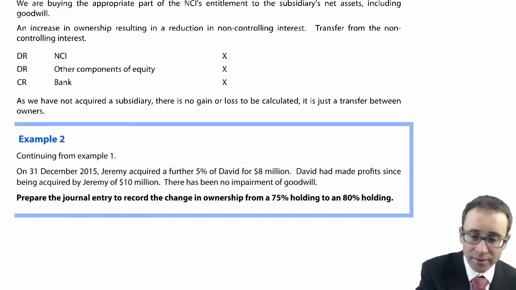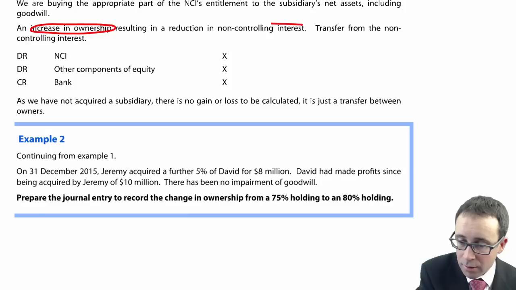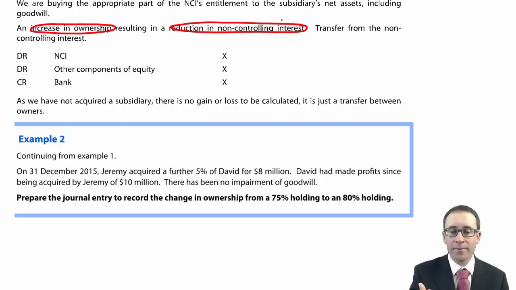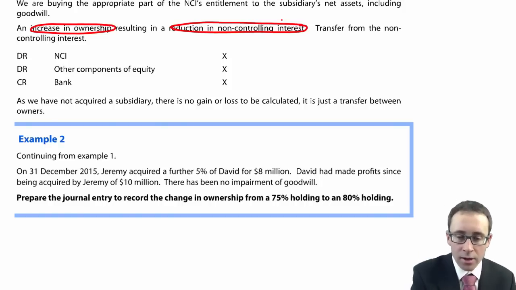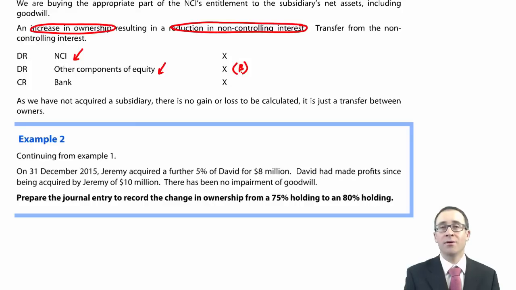Okay. So what we have here is an increase in our ownership, which gives a reduction in the non-controlling interest. So you credit the bank with the amounts that you pay. You then debit the non-controlling interest. And then you throw in a balancing figure, because what we pay might not necessarily be equal to the reduction in the non-controlling interest. So you will put in a balancing figure, and that balancing figure will go to your other components of equity. Okay, I don't think the examiner is too fussed. If you were to put it in retained earnings, I don't think they will penalise you. But let's put it within the other component of equity.